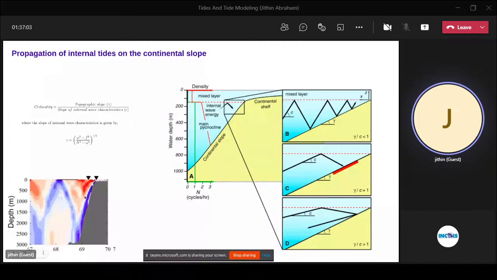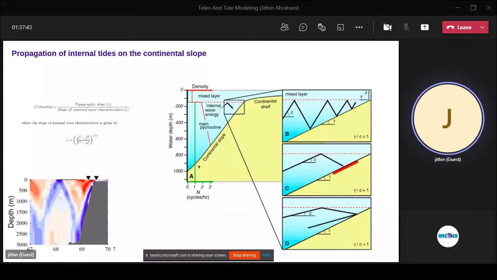So as the distance increases, these beams disappear, and it will be like a pure first mode structure. It will have a maximum flow in one direction at the surface, and another direction at the bottom. So it will be like a first mode structure in the ocean, when these internal waves propagate very large distances in the oceans and eventually encounter distant continental slopes.